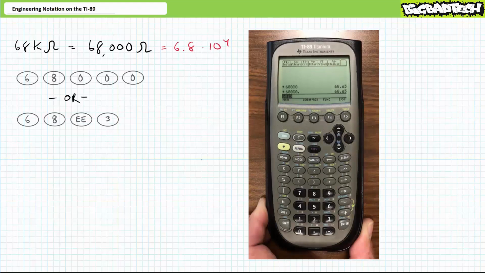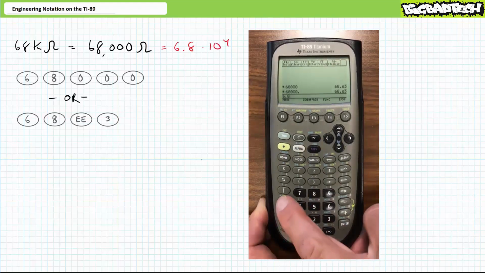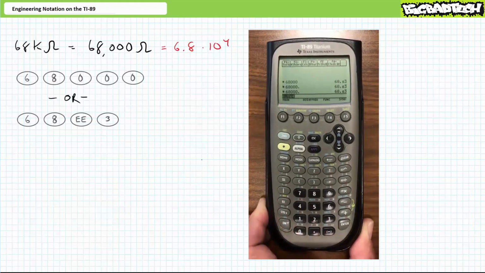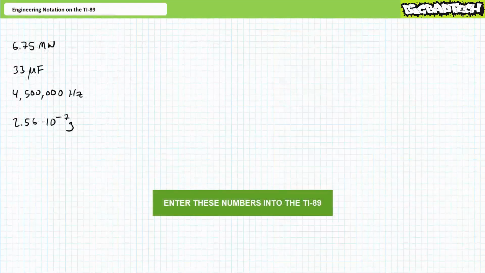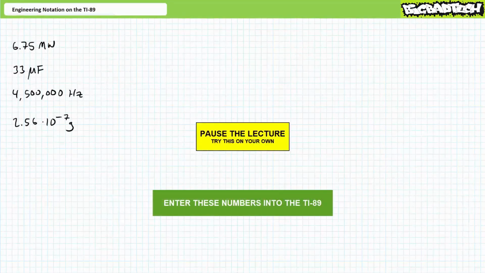68,000 in scientific notation is 6.8 times 10 raised to the fourth. If I enter 6.8EE4, the calculator still spits back 68E3. As long as your calculator is set up in exponential format engineering using the mode key, you will never have to worry about this again. The calculator puts any number you enter into engineering format. Consider the following selection of numbers. By all means, pause the lecture and punch these numbers into your calculator using whatever method you wish and press enter. If you're in exponential format engineering, you should get the following results.